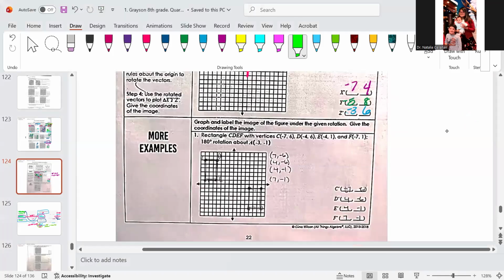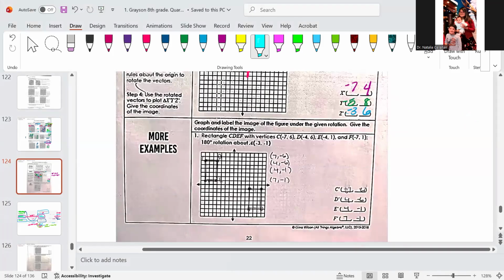Grab your color pencil. Next question, read. Triangle CDEF with vertices... have a 180-degree rotation about... I think this is clockwise because it doesn't say counterclockwise. Okay, so this is the original. Is this the original right here? Yes. Okay, about (-3, -1). It has to rotate about a point. Okay, so plot that point.